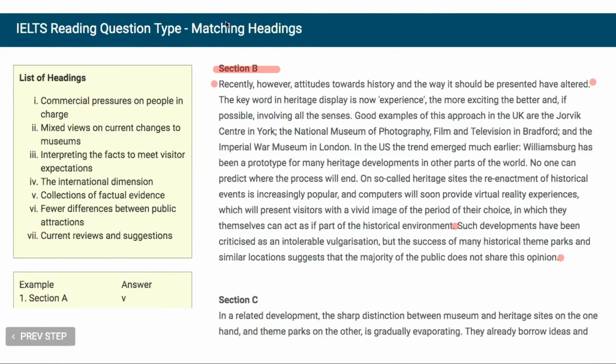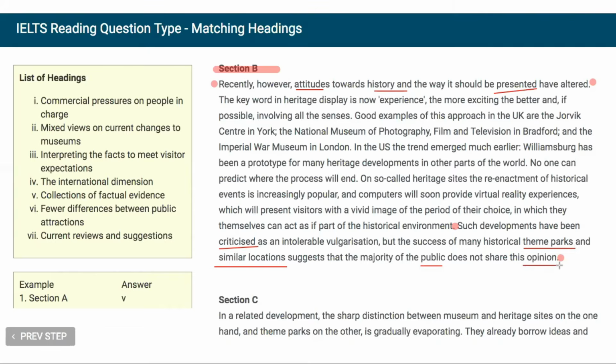Okay, let's start reading. Recently, however, attitudes towards history and the way it should be presented have altered. So I'm looking at attitudes, history, presented. Last sentence, such developments have been criticized as an intolerable vulgarization, but the success of many historical theme parks and similar locations, so I'm looking at 2 different places, suggests that the majority of the public does not share this opinion.